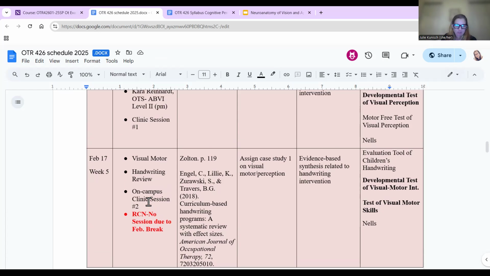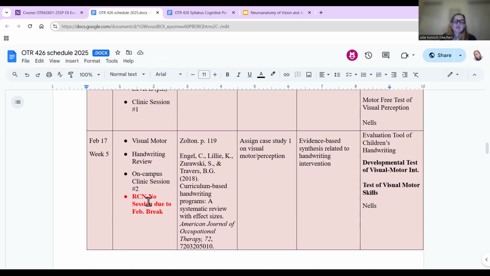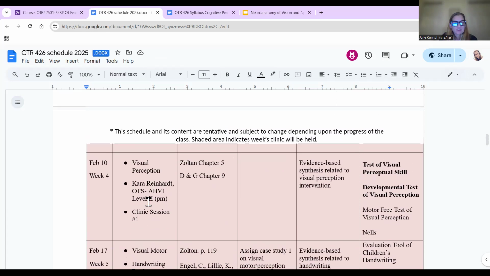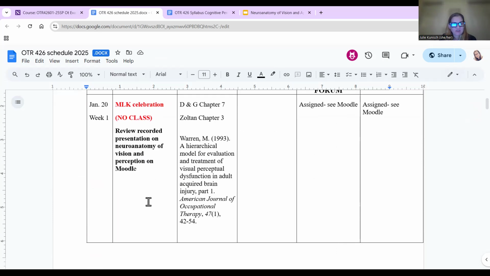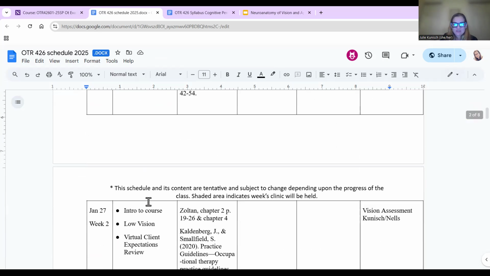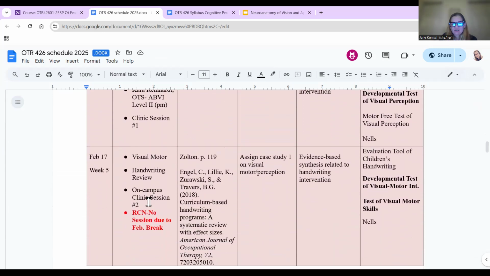And then just like last semester, we have time scheduled at the end of the semester for makeup sessions. So this clinic will end even sooner than clinic did last semester. So that is just the information on the schedule. If you have any questions, let me know.